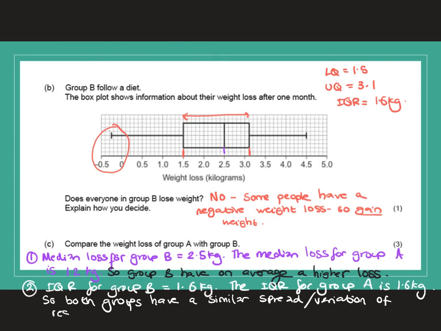So when you're comparing two data sets, you need to compare the median and say what it tells you about the results on average, and you then need to compare the interquartile range, which tells you about the spread or the consistency or the variation of your data.